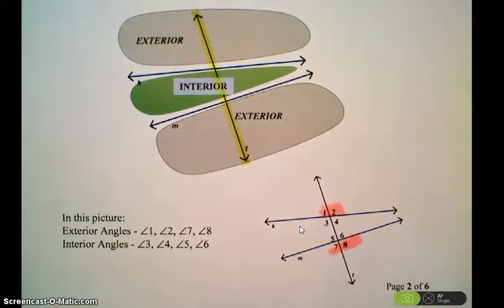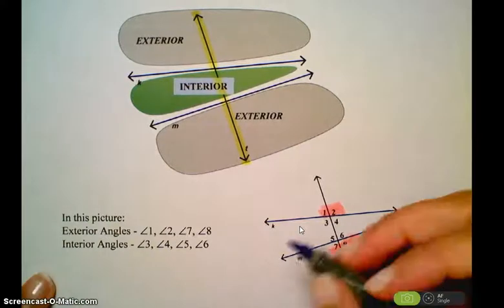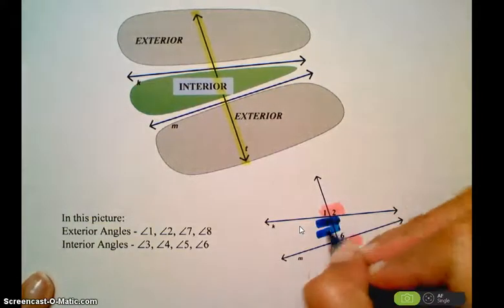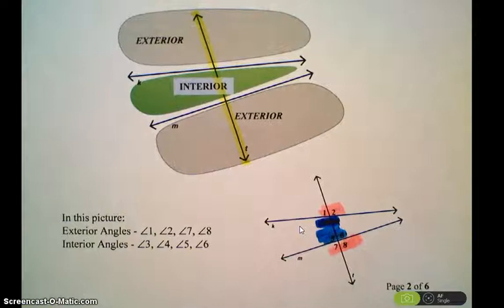And these guys out here in the exterior. And then the interior angles would be the angles that are located 3, 4, 5, and 6 between the two lines. Ooh, that's a really dark highlighter. But anyway, that's the interior and the exterior angles. Okay, moving on to page 3.